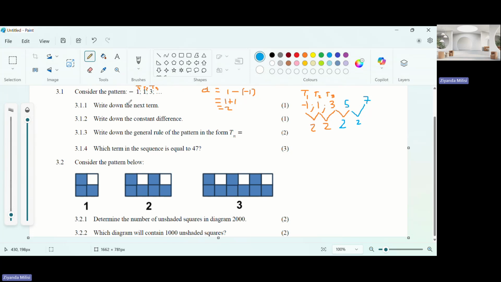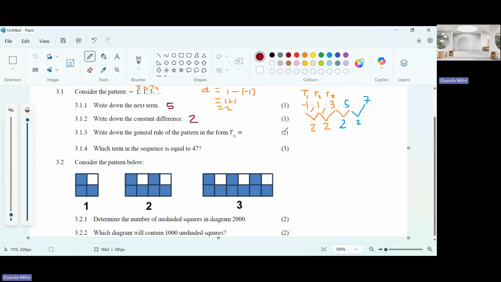Okay, so they said write down the next term. Oh, already we've got it. It is 5. They only wanted 1. Okay, the constant difference, we've already worked it out. It is 2. Write down the general rule of the form Tn.